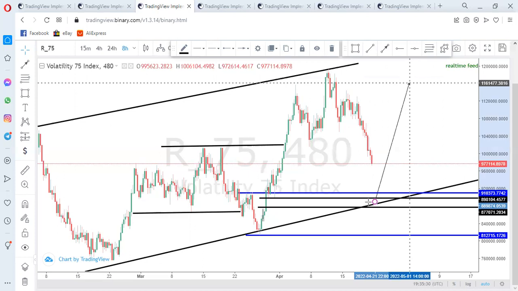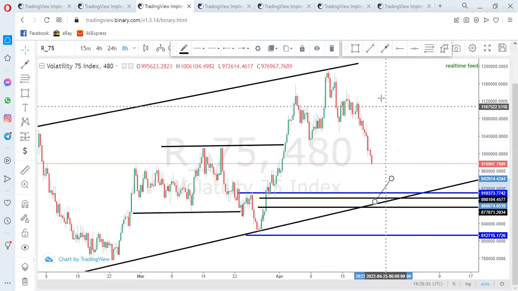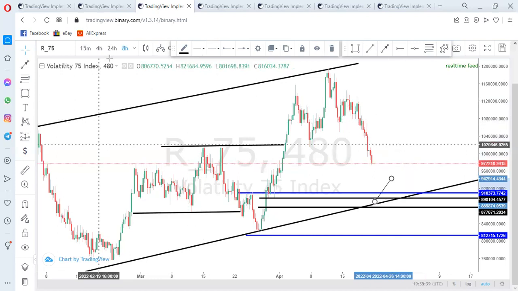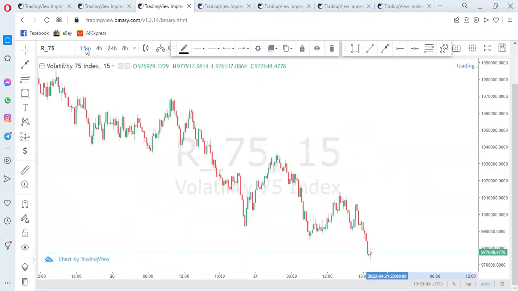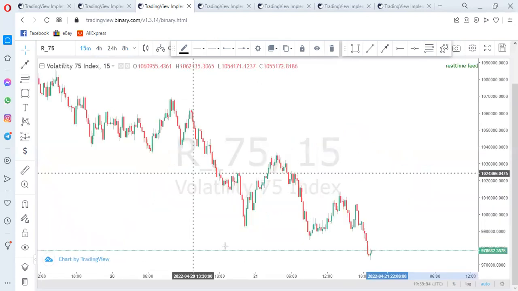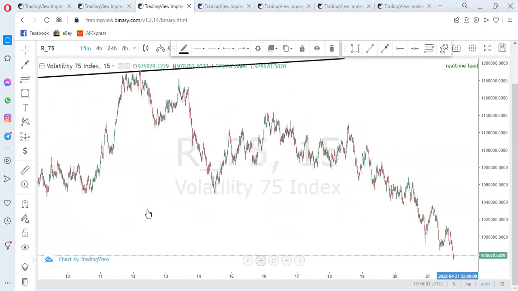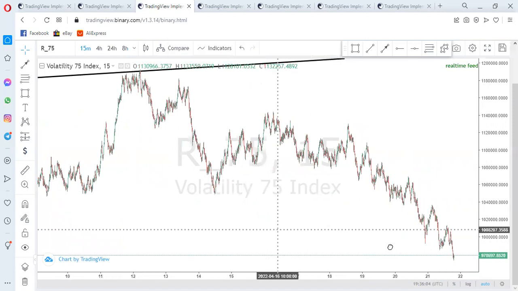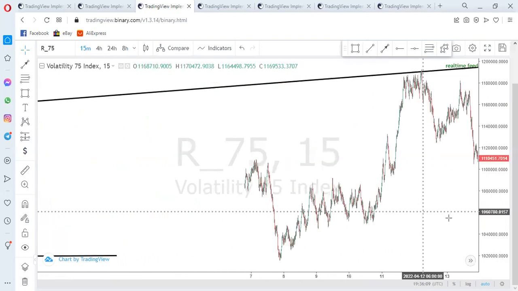So like I said, this is my point of interest, and I'm expecting price to really come there so that we can do proper justice to VIX75. I would like to go to my 15 minutes time frame, my entry time frame, and see what is happening on VIX75. Okay, see, price has been coming down. This is the move that has been coming down. It's a massive one, and you can see that VIX75 on 15 minutes has been actively forming lower highs, lower lows on the 15 minutes time frame.